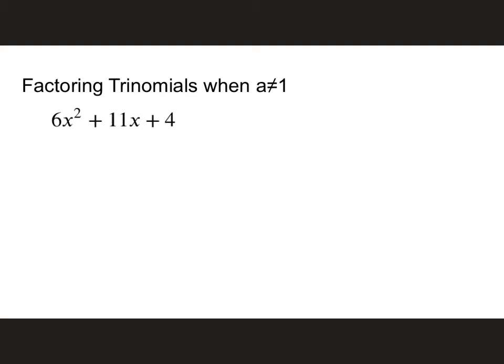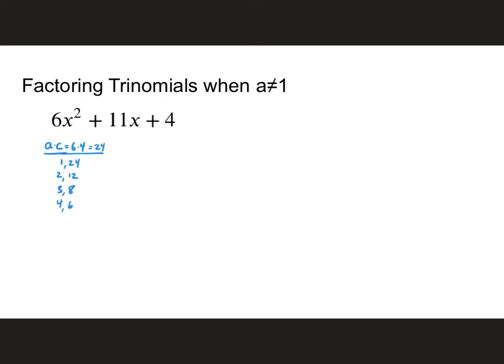For factoring trinomials when a is not equal to 1, notice we have a number here in front of my x squared. We have to modify our process just a little bit. So instead of looking for numbers that multiply together to give me c, I'm looking for the pair of numbers that multiply to give me a times c. In this particular problem, that is 6 times 4, which is 24. So I look at all the pairs of numbers that multiply together to give me 24. That's 1 and 24, 2 and 12, 3 and 8, 4 and 6.